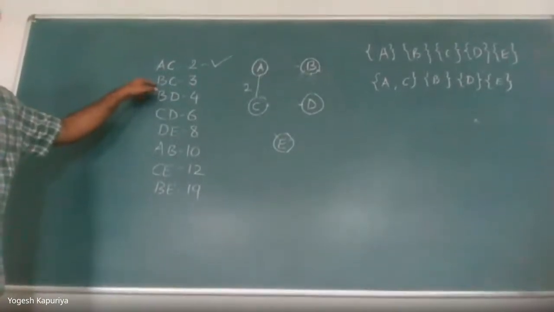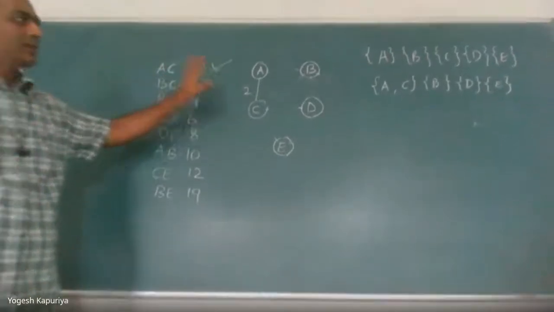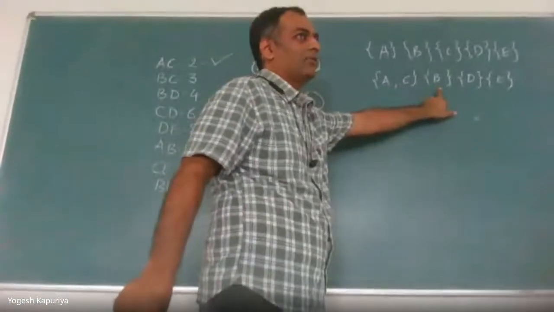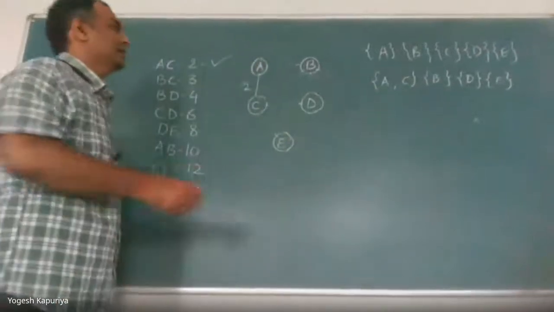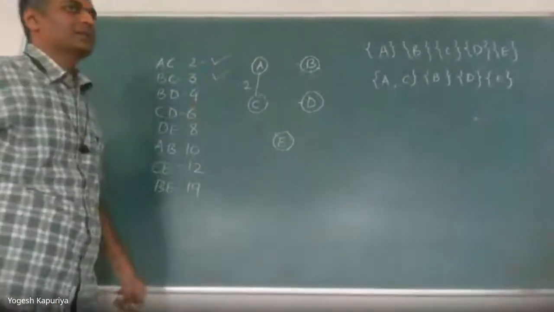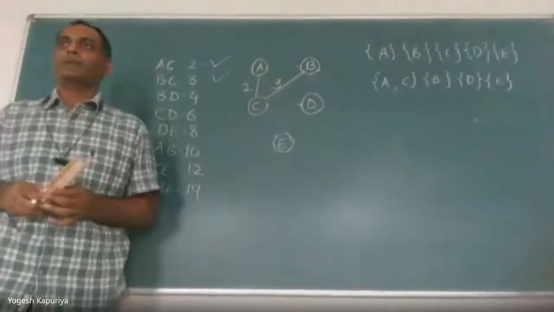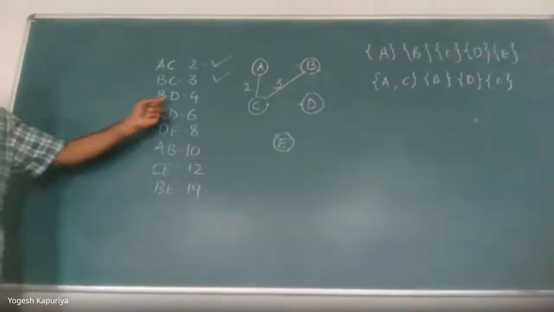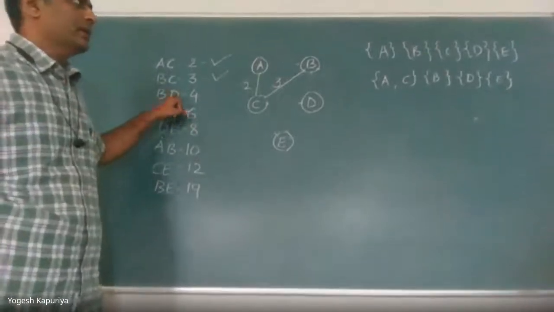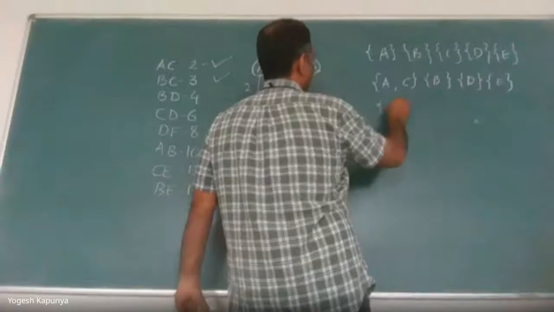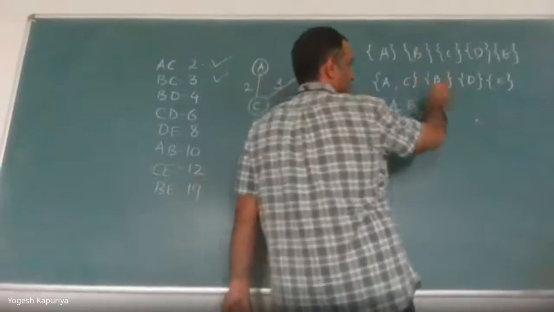Next stage, BC. Again, you check 2 endpoints. What are the 2 endpoints? B and C. Do they belong to the same set? No. This is the set for B. This is the set for C. So they do not belong to the same set. It means that this edge will be part of my MST. Visually, I will connect these two. Next, BD. Again, check endpoints. The 2 endpoints are B and D. Check. I need to merge these 2 sets. So A union this.